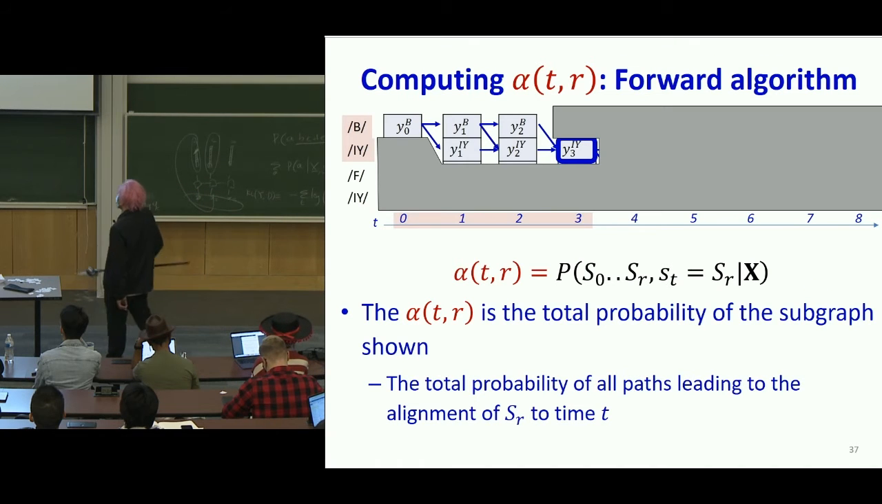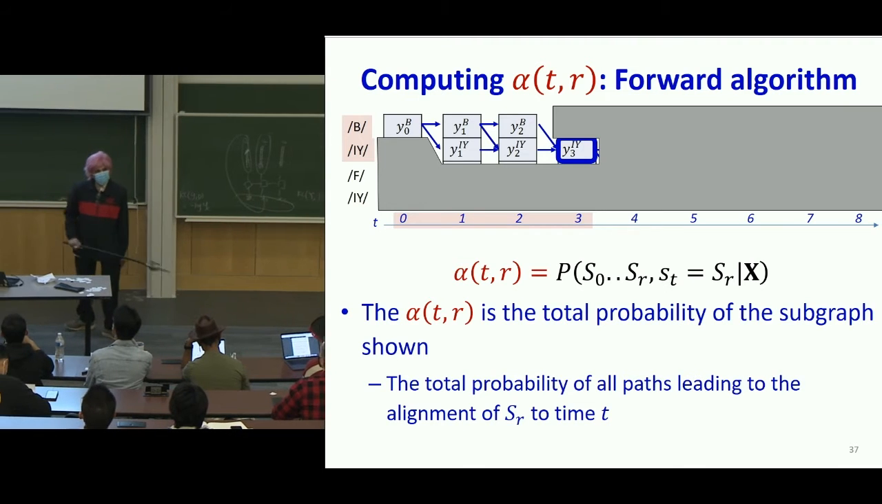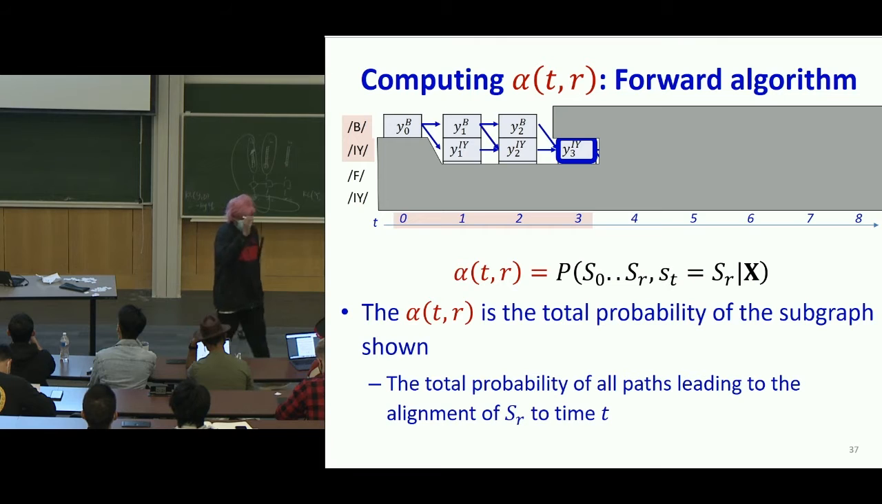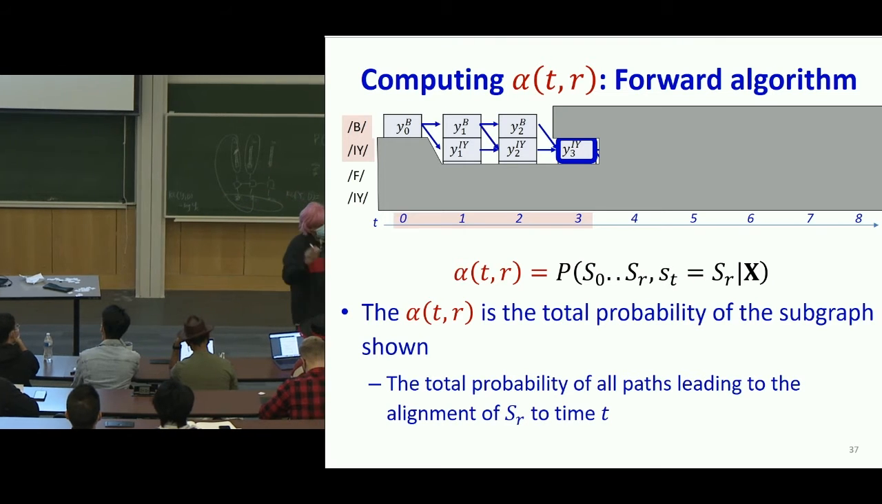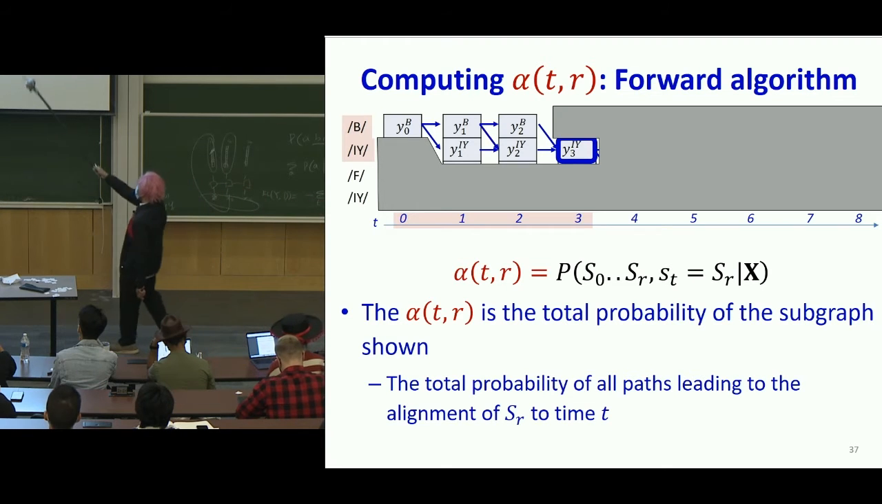Let's focus on alpha TR. Alpha TR is the total probability of the subgraph shown. It is the total probability of all paths that lead from the source node to the TRth node in the graph. Now, how can I decompose this? Look at alpha TR.